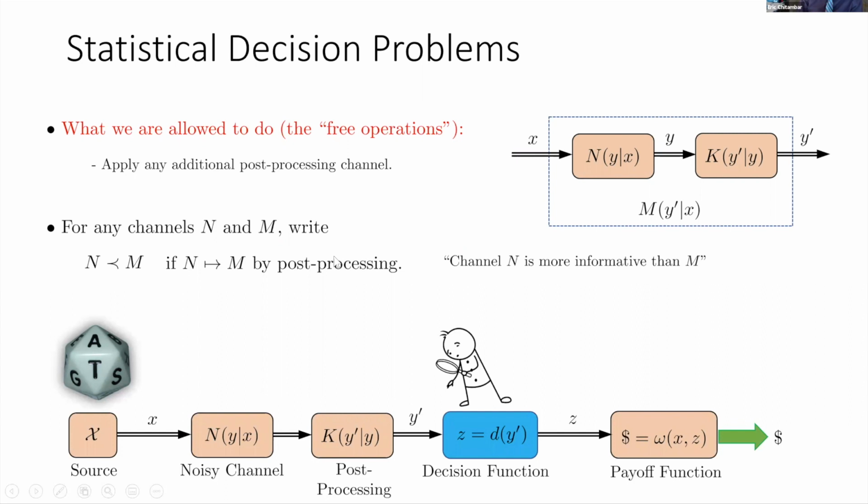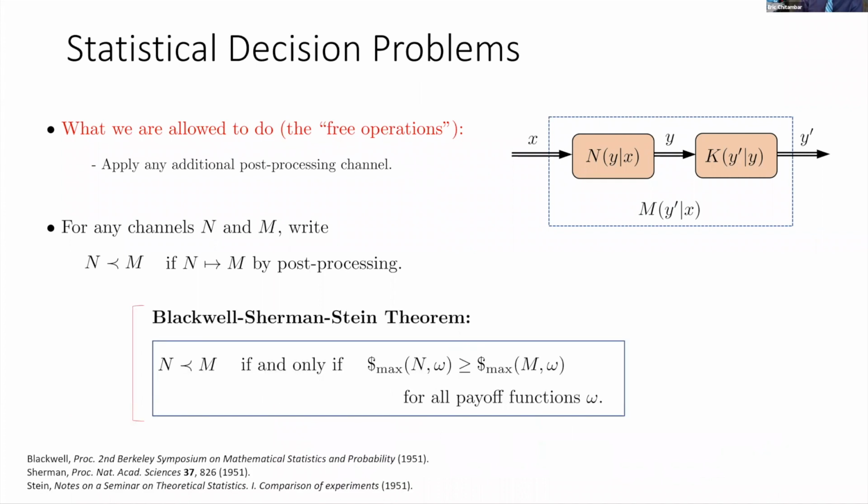Okay, so let's plug it into this decision problem. So now here was our original channel N, and now we've sandwiched in a post-processing. So what the experimenter sees is Y prime. Sees the output of that post-process. And the result here is the famous BSS theorem, which says that you can do this conversion from N to M if and only if the payoff function is no less for N than it is for M for all choices of payoff functions.